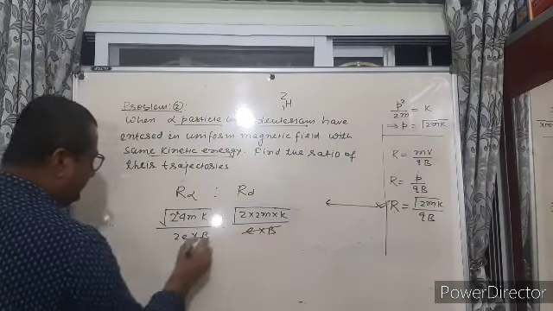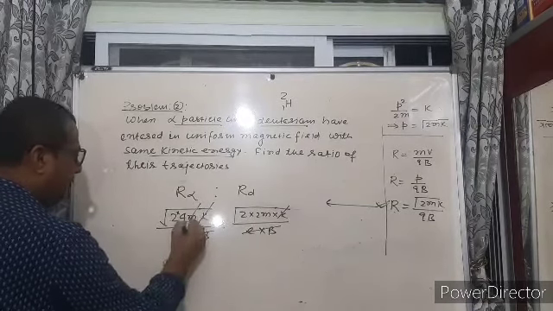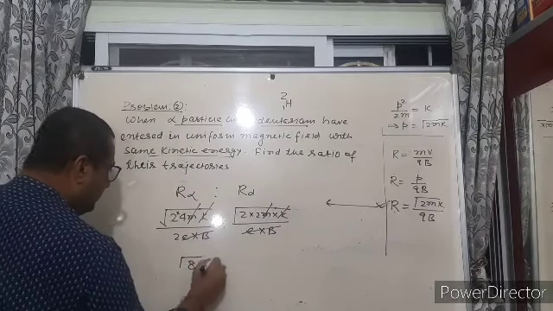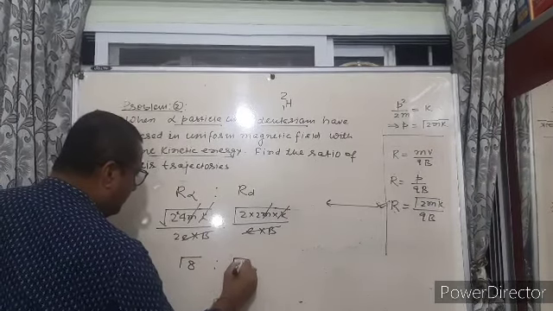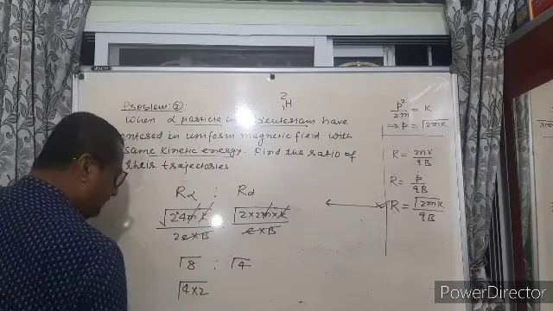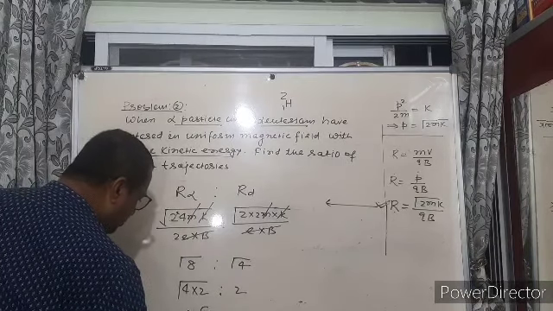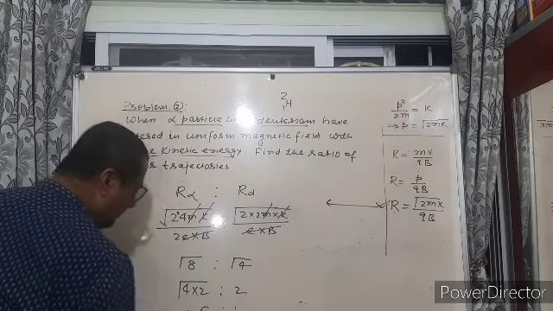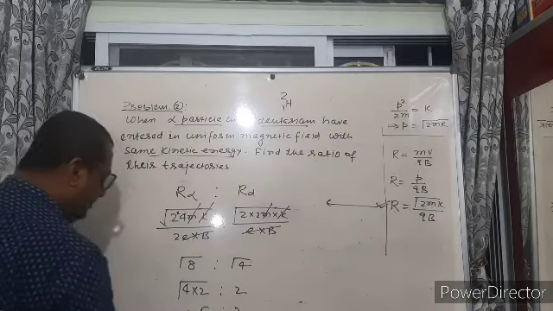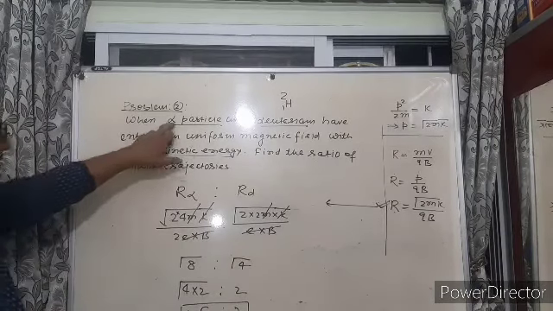So it will be cancelled. Root K will be cancelled. Root M will be cancelled. Here will be 4 2 8. Root 8 is to root 4. This can be written as 4 into 2 is to 2. Then this will be equal to 2 root 2 is to 1. 2 root 2 is to 2. So this will be the ratio of radii of these two particles.